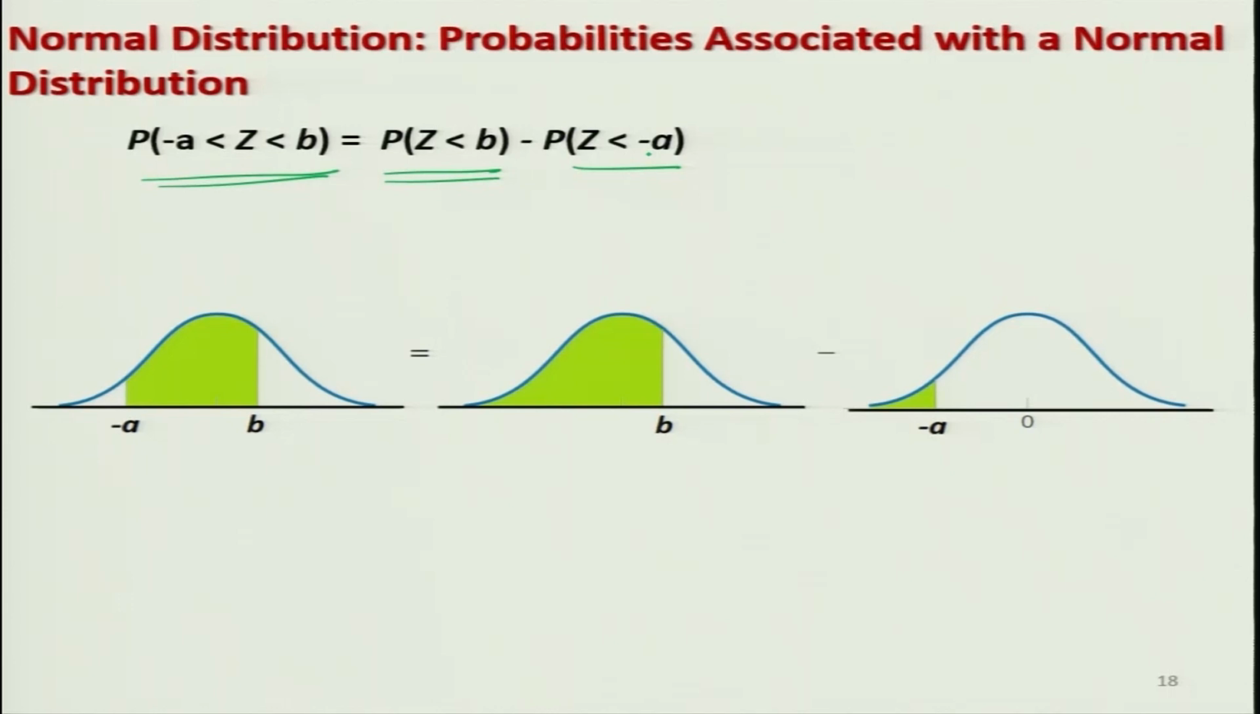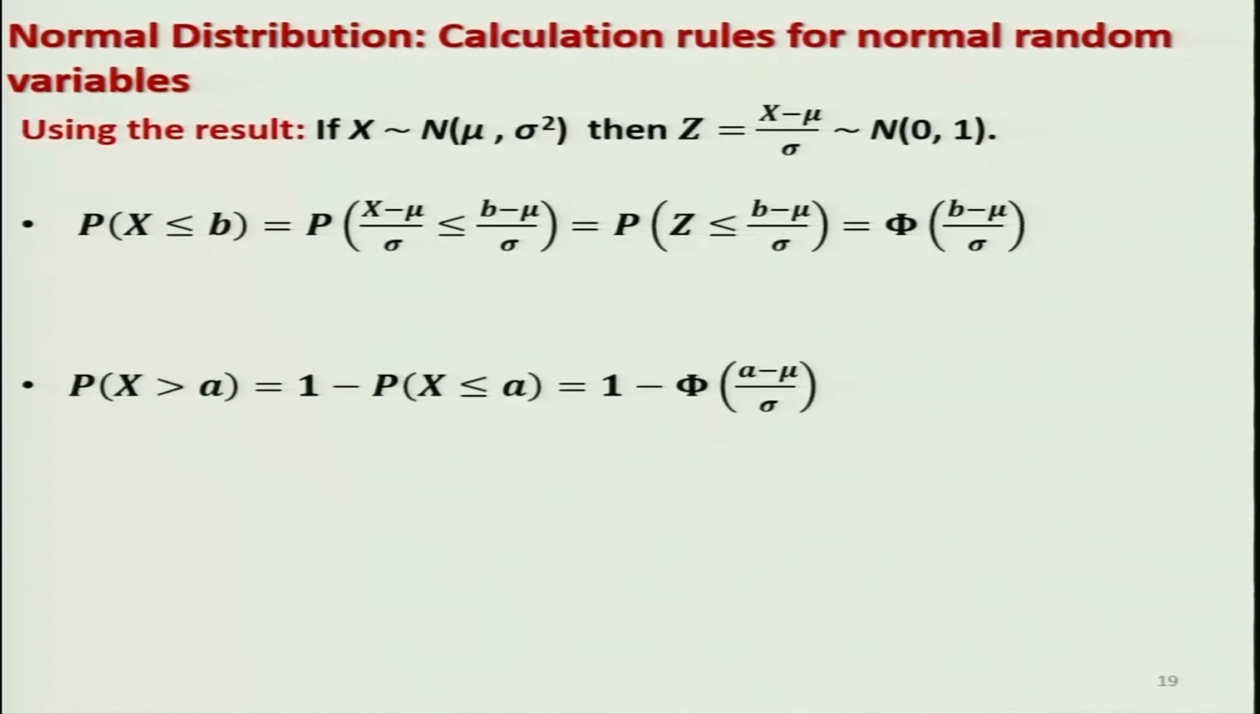So, if you try to see here, you want to compute this probability, this shaded area between minus a and b, and that is going to be the area from minus infinity to b minus the area from minus infinity to minus a. So, this is the area that you are trying to compute in terms of these graphics. And similarly, you can also compute the probabilities in a different way.